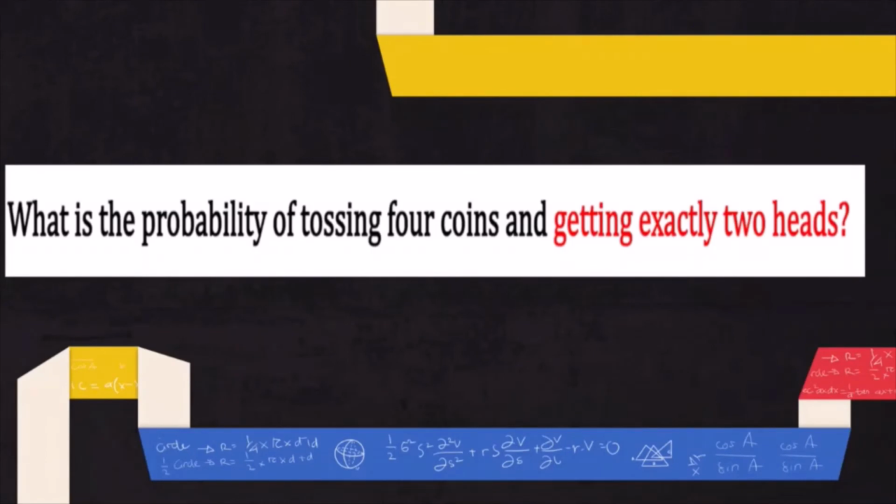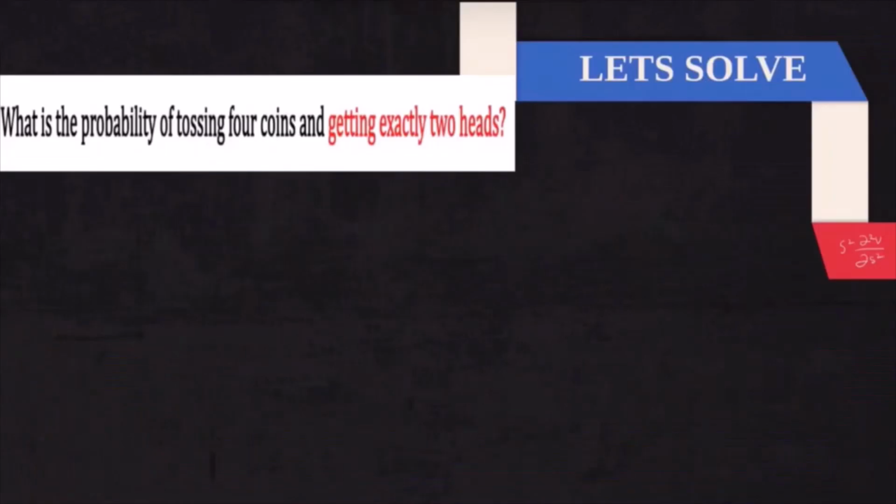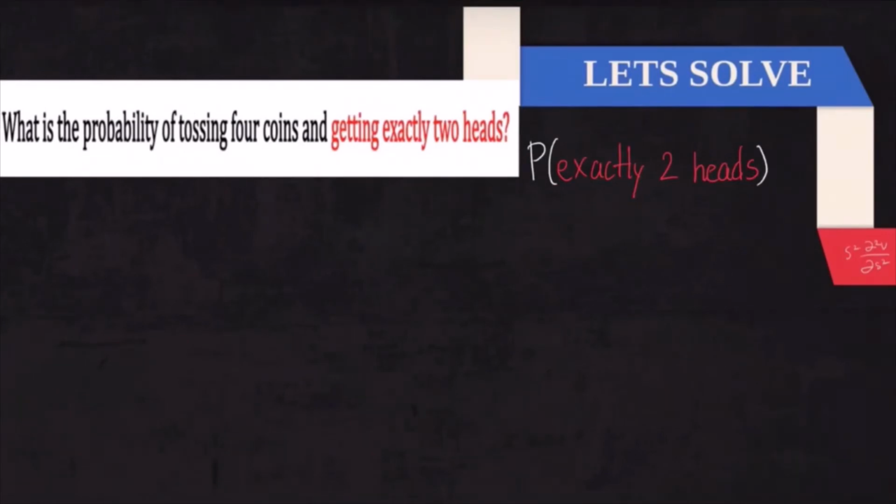What is the probability of tossing 4 coins and getting exactly 2 heads? At first, we have to find the probability of exactly 2 heads. Let's find out how many of the total possibilities have 2 heads out of the total of equally likely possibilities. So we know there are 16 equally likely possibilities. How many of those have 2 heads?